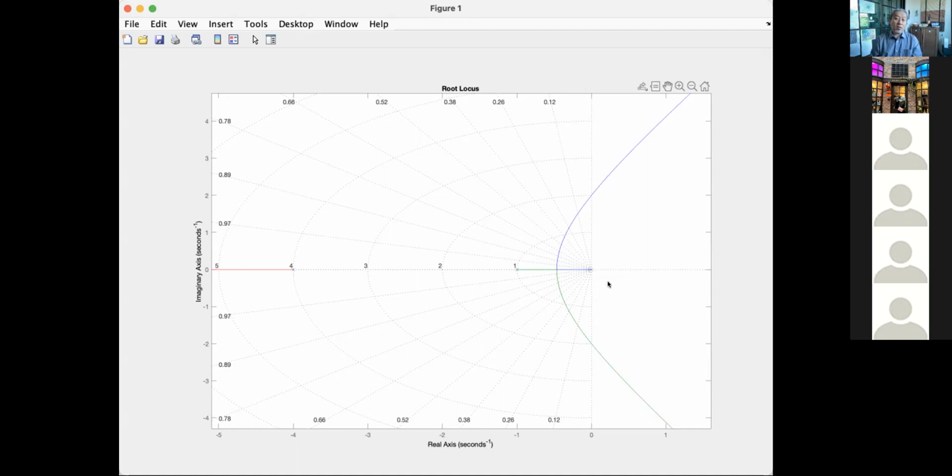Comment number 2 is the breakaway point occurred here. Okay, the breakaway point occurs between 2 open loop poles, which is here. So what is the point there?